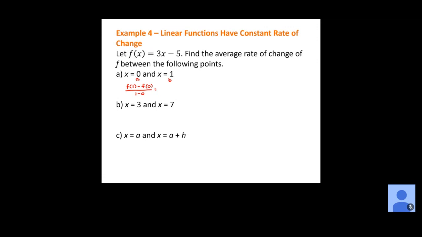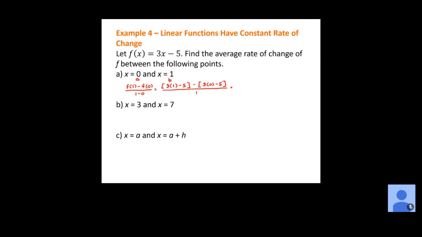So you could graph it, right? Or we could just substitute that value into the function that's given. That's what I'm going to do here: I'm just going to plug the 1 into that function. We're going to have 3 times 1 minus 5. So that part gives us f of 1 minus. And now if I want to find f of 0, I'm going to do the same thing. 3 times 0 minus 5 is going to give us f of 0. And now my denominator, 1 minus 0, that's just going to be a 1.